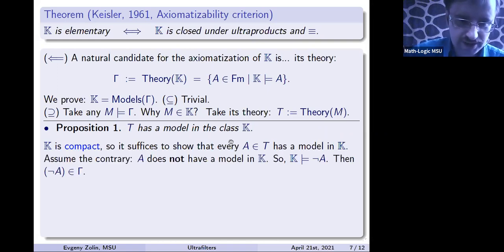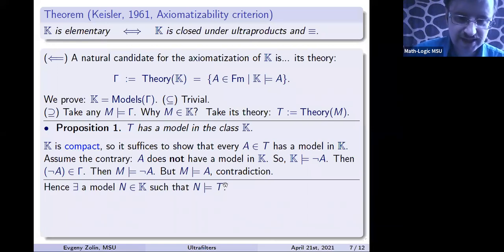We use compactness here. So there is some model that satisfies exactly these laws, the laws of the model M. But what does it mean? So we had a model M, T is its laws, and then we have a new structure N that satisfies these laws. We claim that these two models are elementary equivalent. So by construction, we only have that if some formula A holds on M, then it holds on N. But in fact, it is if and only if.